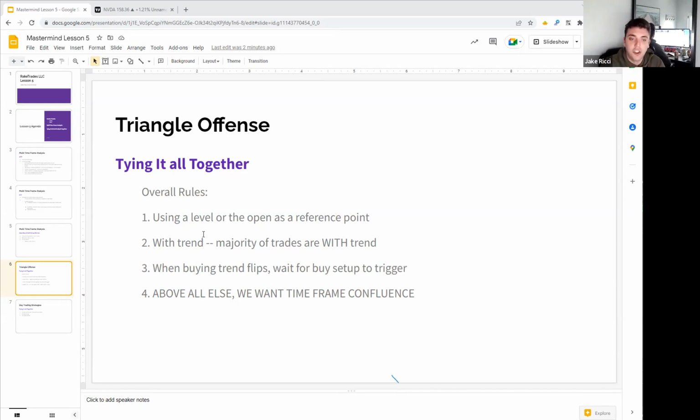If you need a checklist next to your desk before you enter a trade, so that you don't overtrade and take stupid trades, I want you to use these four rules as your checklist. All right? Okay, let's dive in a little bit.